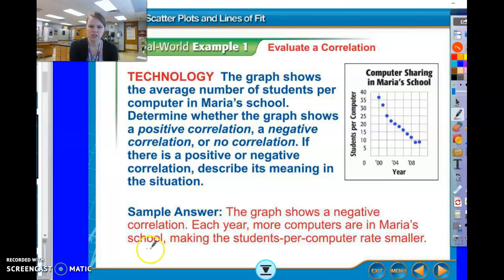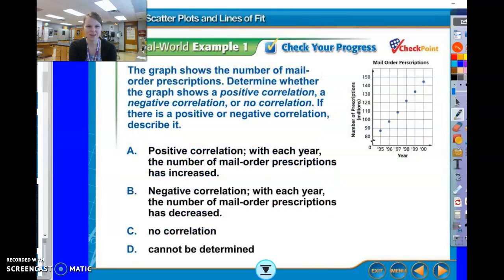Okay? So this sentence is more of an interpreting what it means. It's not necessarily just saying downward trend. Well, yeah, we know it's a downward trend, but what does it mean? All right, you try. So pause right here, see what you can do.